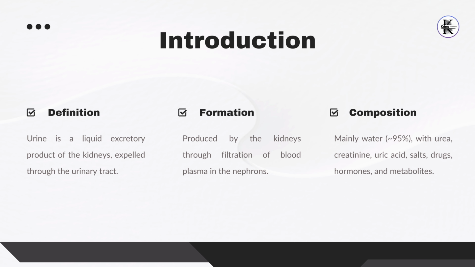Now, let us understand the formation and composition of urine. Urine is composed mainly of water, which forms about 95% of its content. The remaining components include urea, uric acid, salts, drugs, hormones, and various metabolic waste products. Because urine carries these substances, it becomes extremely useful in toxicology and drug analysis.